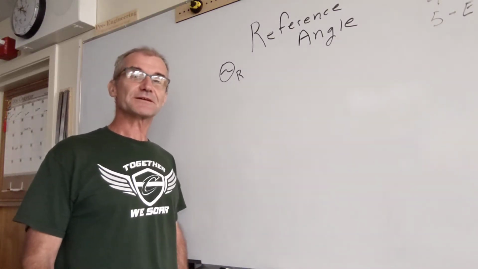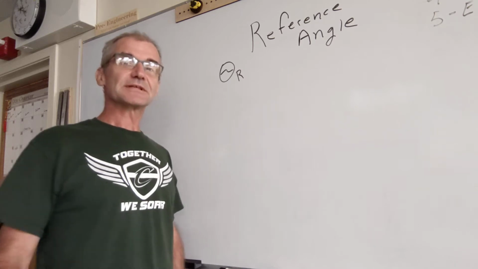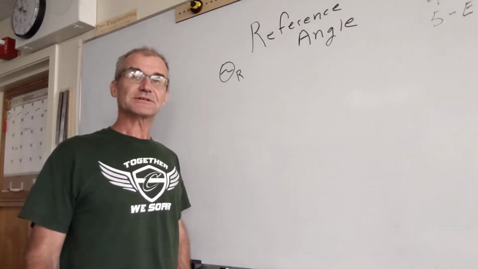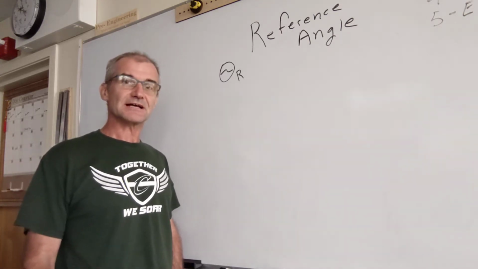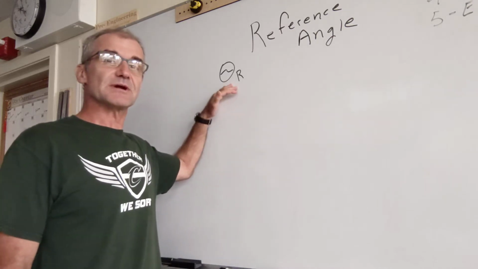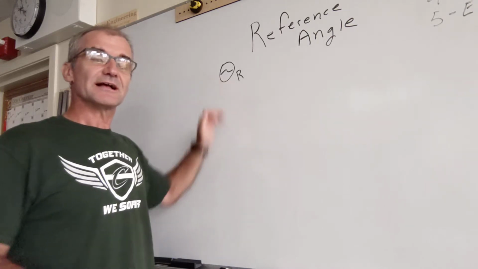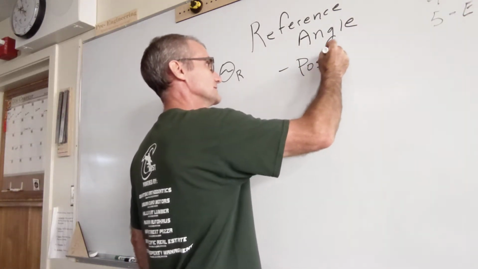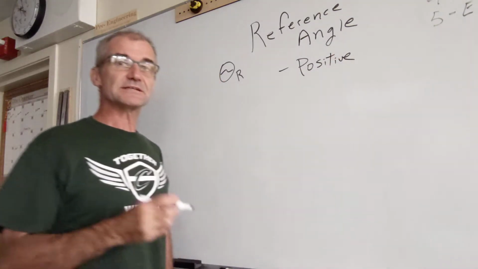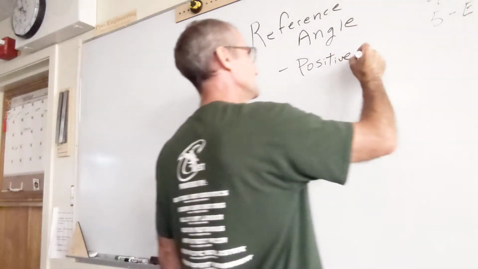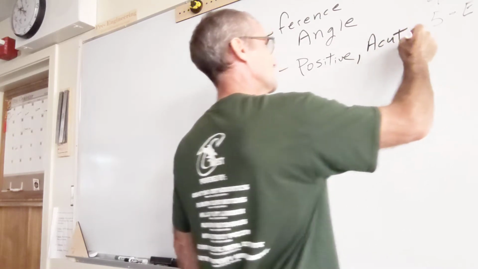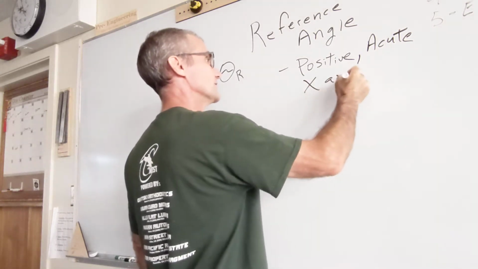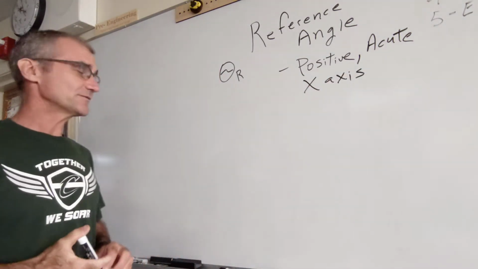Today I'm going to talk about reference angles in trigonometry, really common in Integrated 2, Integrated 3, Algebra 2, Trigonometry class, Pre-Calculus class. So a reference angle, usually represented with a theta sub r, has 3 attributes. Number 1, it is a positive angle. It is acute. Acute means less than 90. And most importantly, it always goes to the x-axis. So those are the 3 attributes of a reference angle.